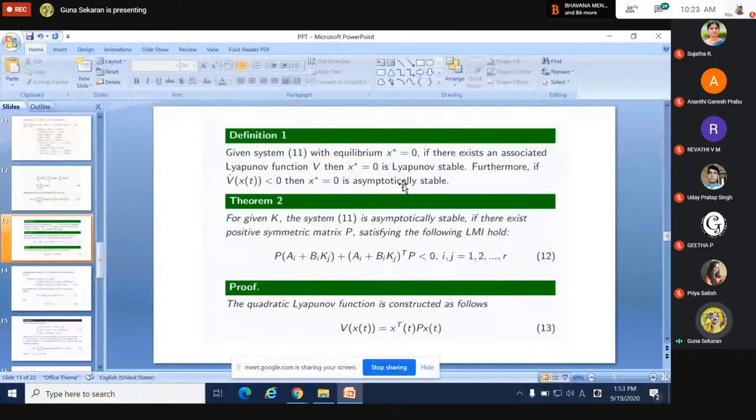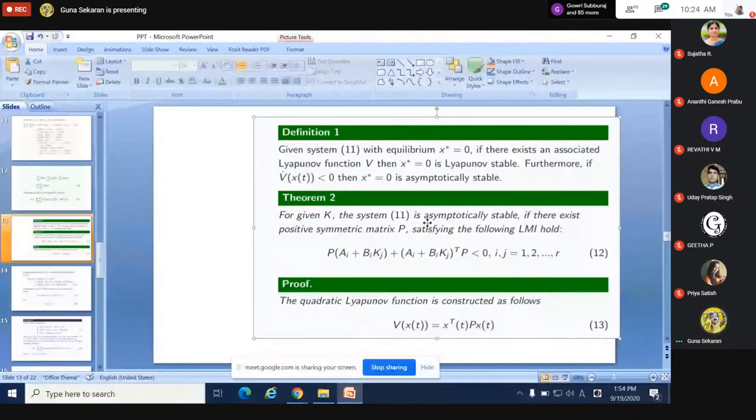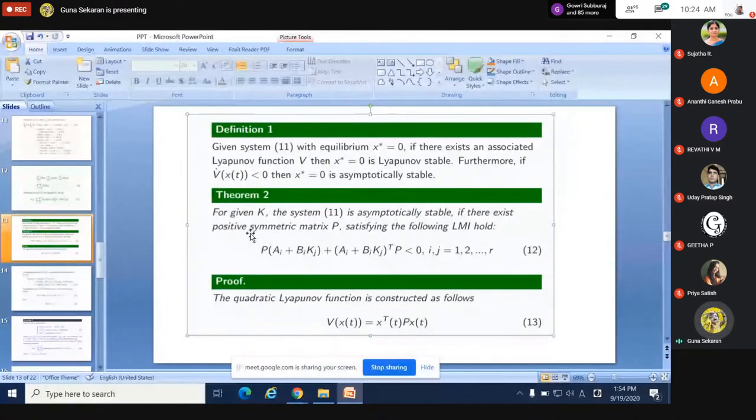Now we will introduce one simple quadratic theorem for the quadratic function. With this theorem we can easily find the stability or stabilization. If we are given K, that means we analyze the stability of the system. If we find K, the gain matrices, that problem is a stabilization problem. Now we find the stability for a given K. System 11 is asymptotically stable if there exists a positive symmetric matrix P satisfying the following condition.